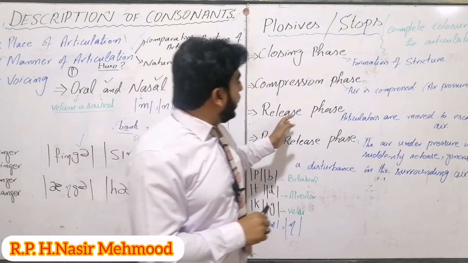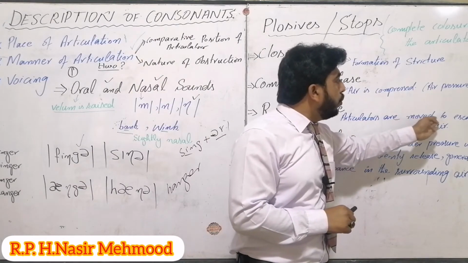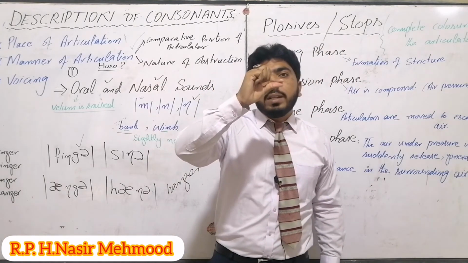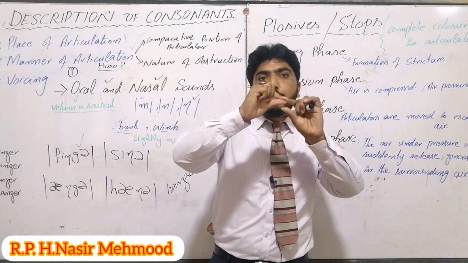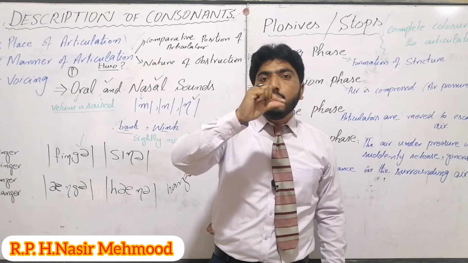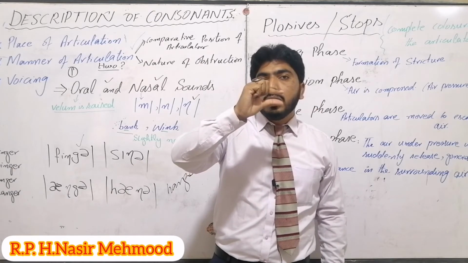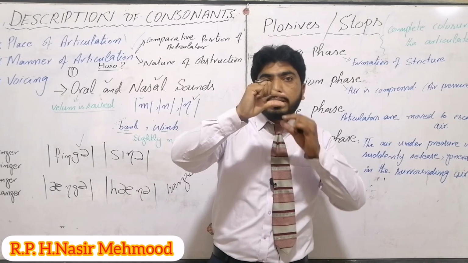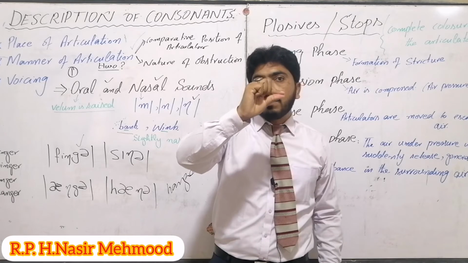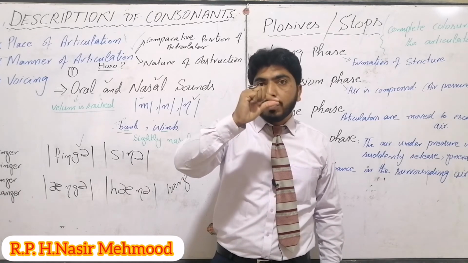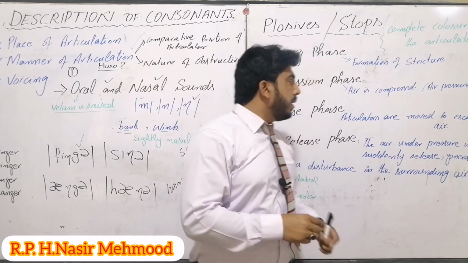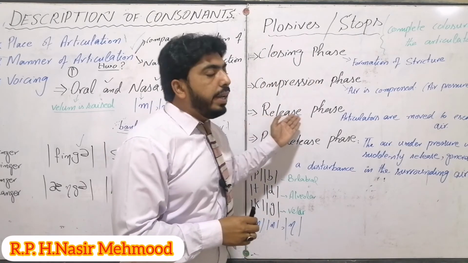The third one is the release phase. Articulators are moved to let the air escape. For example, these are the lips. We have closed them. This is the closing phase, and then air is compressed and pressure is built, that is the compression phase. Then we move the articulators in order to allow the air to escape from the closed articulators. First these articulators were closed, and then we opened them to let the air escape. That is what we call the release phase.